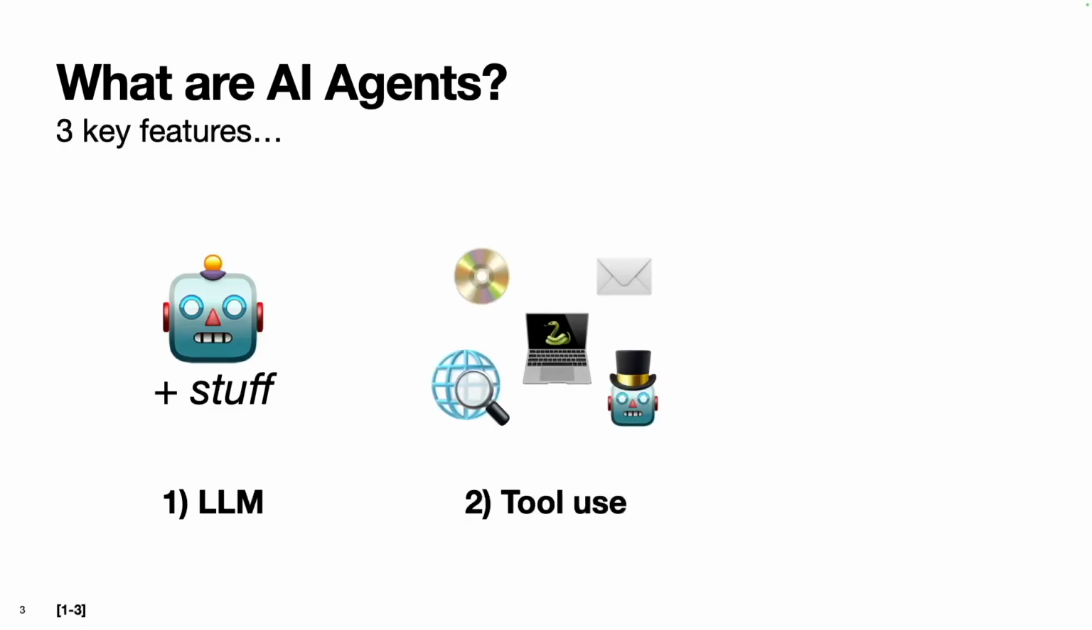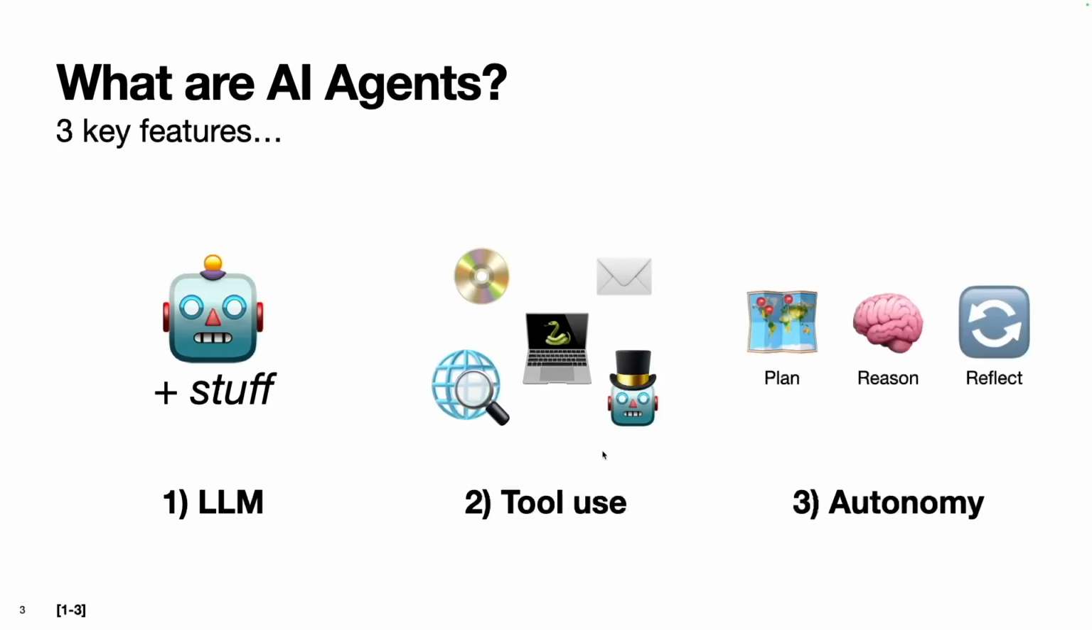The next thing is tool use. This can be something like a web search, a Python interpreter, memory, sending an email, or even access to a different large language model that is specialized for a particular task. And I'll talk about why tool usage is so important for agents on the next slide.